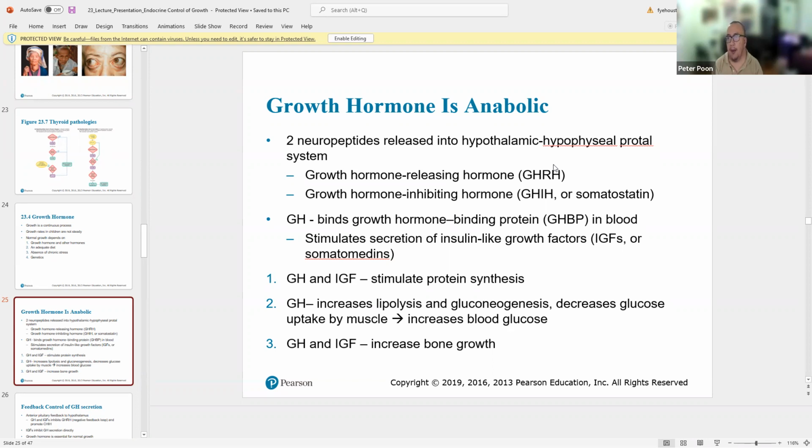Growth hormone, when released, causes secretion of IGFs. IGF, insulin-like growth factor. GH increases burning of fat and gluconeogenesis, which increases blood glucose, which increases bone growth.